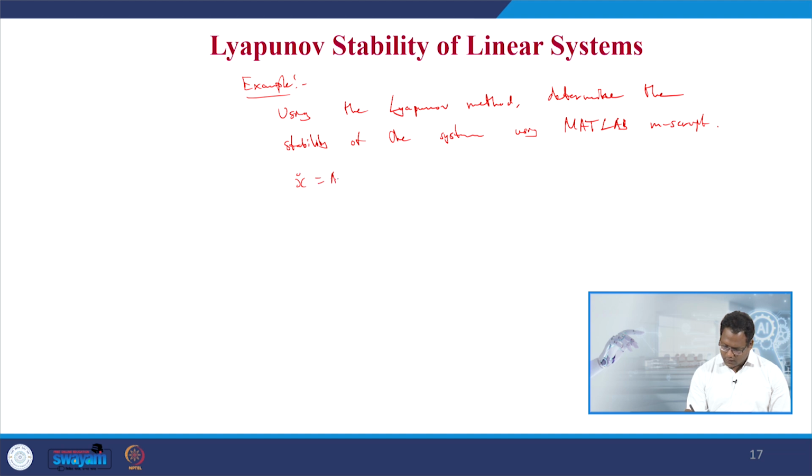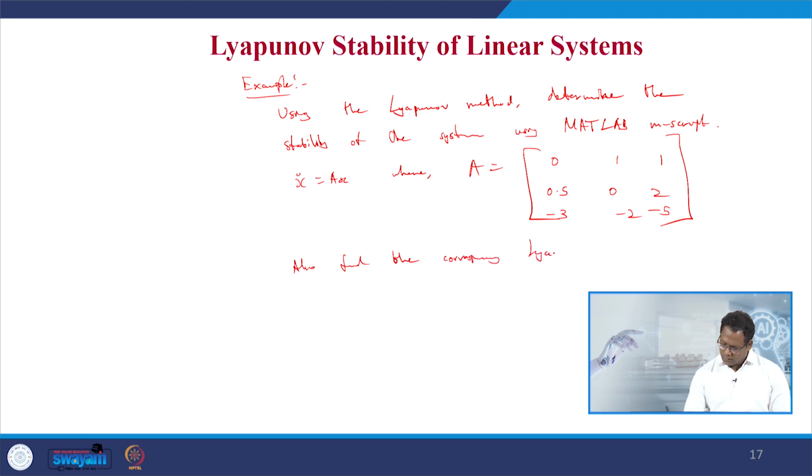x dot equal to A x, where A equals [0 1 1; 0.5 0 2; -3 -2 -5]. Also find the corresponding Lyapunov matrix P.